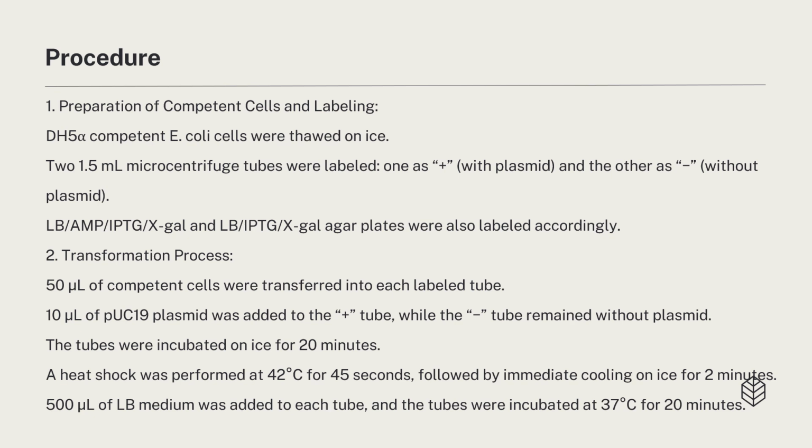10 microliters of pUC19 plasmid was added to the plus tube, while the minus tube remained without plasmid. The tubes were then incubated on ice for 20 minutes, followed by a heat shock at 42 degrees for 45 seconds, with immediate cooling on ice for 2 minutes. And finally, 500 microliters of LB medium was added to each tube, and the tubes were incubated at 37 degrees for 20 minutes to allow the bacteria to recover.